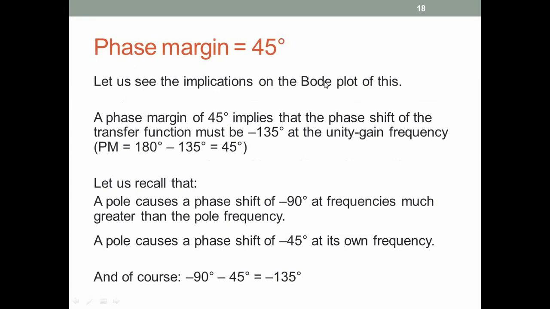Now a phase margin of 45 degrees implies that the phase shift of the transfer function must be minus 135 degrees, because by definition phase margin is 180 degrees plus the phase of the transfer function. If the phase is minus 135, we'll get a phase margin of 45. So what that means is that our transfer function must be such that its phase at unity gain frequency must be minus 135 degrees. This is what we must have for an amplifier to be stable.